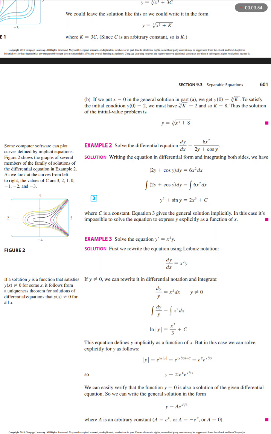Back to the text solution. Writing the equation in differential form and integrating both sides, we have open 2y plus cosine y close dy equals 6x squared dx. The integral of open 2y plus cosine y close dy equals the integral of 6x squared dx.